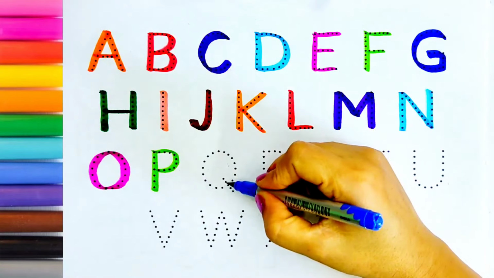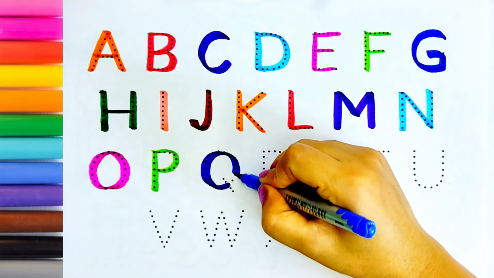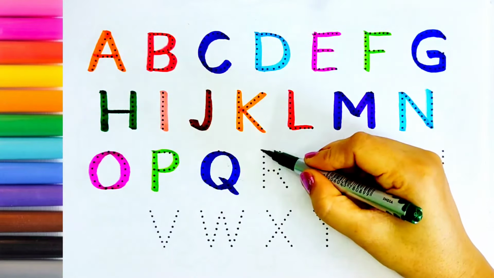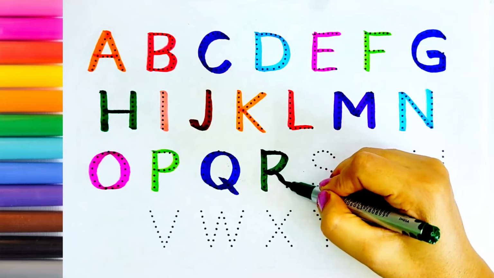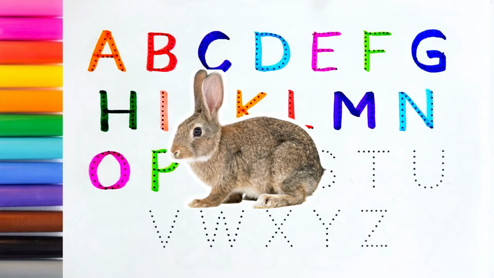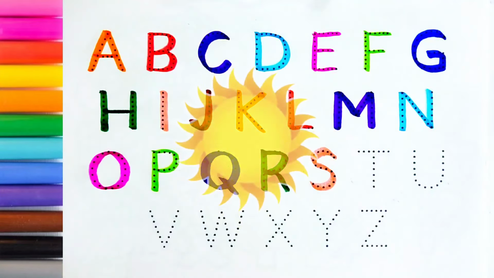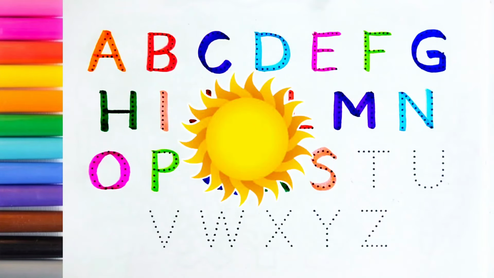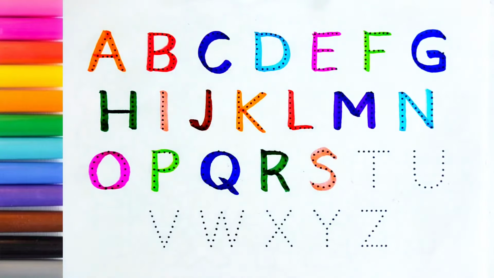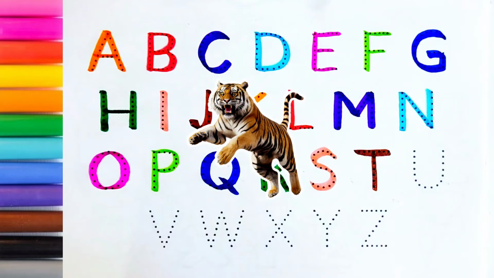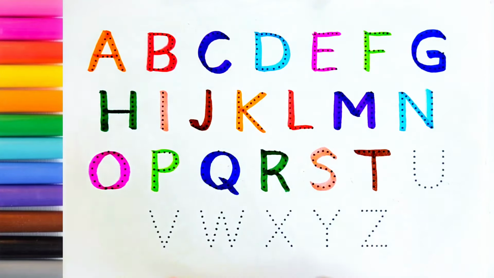Blue color. Q for queen. Dark green color. R for rabbit. Peach pink color. S for sun. Brown color. T for tiger.